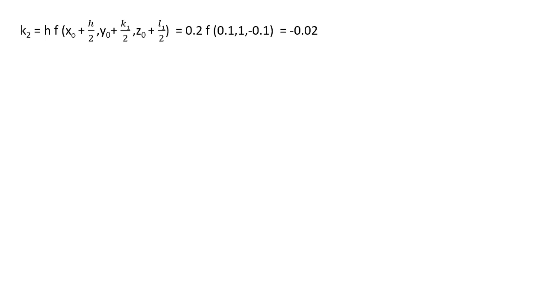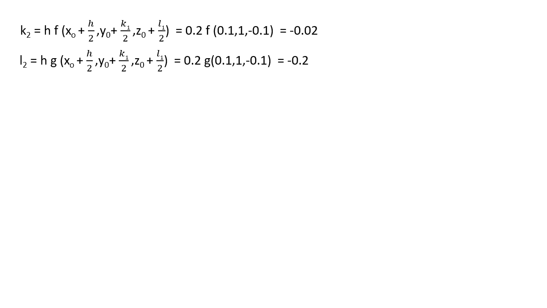k2 value as h into f of x0 plus h by 2, y0 plus k1 by 2, z0 plus L1 by 2, and substituting the corresponding values we get the value minus 0.02. Similarly, we also have to calculate the value of L2 using the function g, and we get the value equal to minus 0.2.